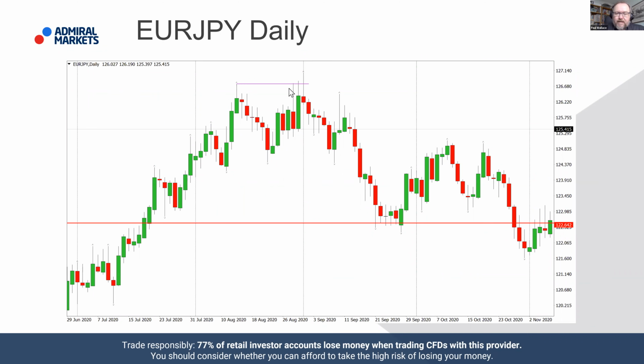And this was a particular case of the euro against the Japanese yen. Price had clearly been in quite an uptrend. It makes a high here, and then it comes back up to it a couple of days later, and it doesn't break out, but it comes back down. The next day, it tries to break out, okay, but it failed.